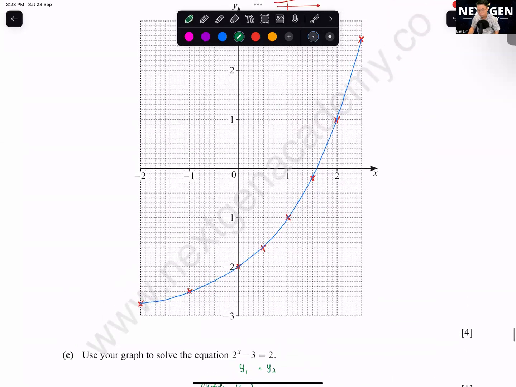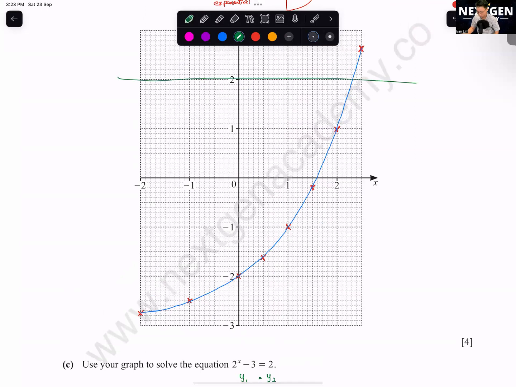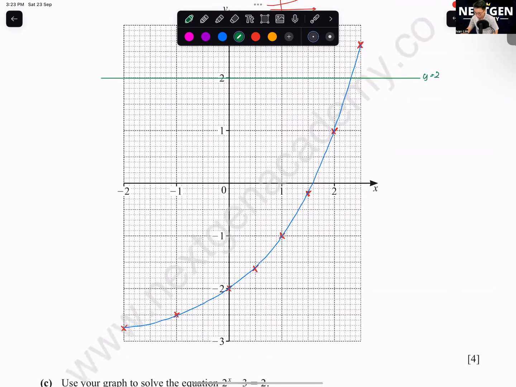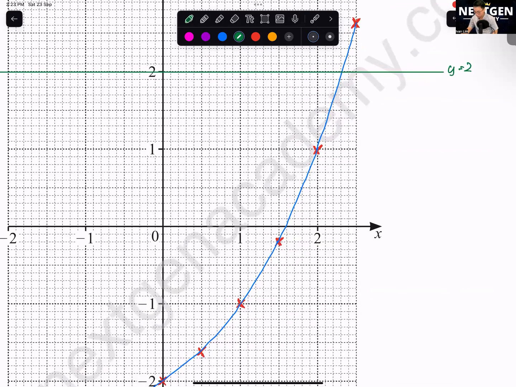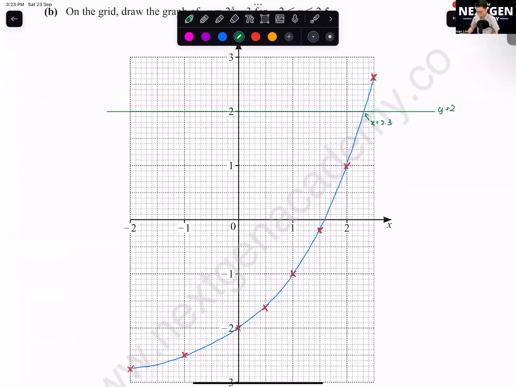On the graph here, you draw a horizontal line like that. Okay, actually you don't need to draw also lah. This one is just for you to check. So y equals to 2. Okay, then you read, what is this point of intersection? This is 2 point, okay, according to mine is 2.3 lah. Okay, x equals to 2.3. Okay, so the answer, they give you a range, they say 2.3 to 2.4 also can.